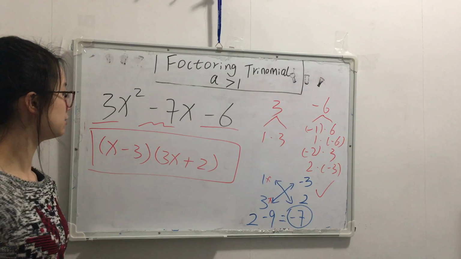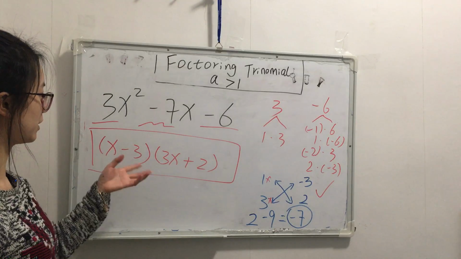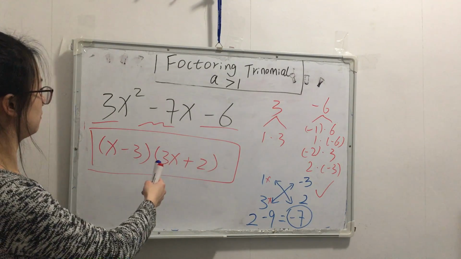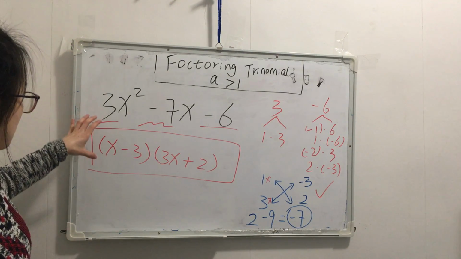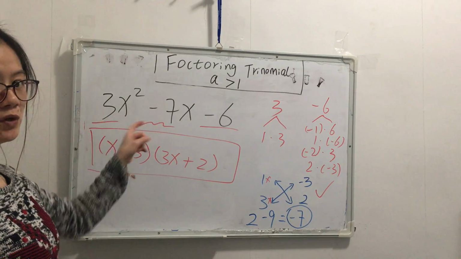Same idea, you can check by the FOIL method, or we say distributive property, to expand this. Then you can see if you get exactly the same trinomial as the original one.